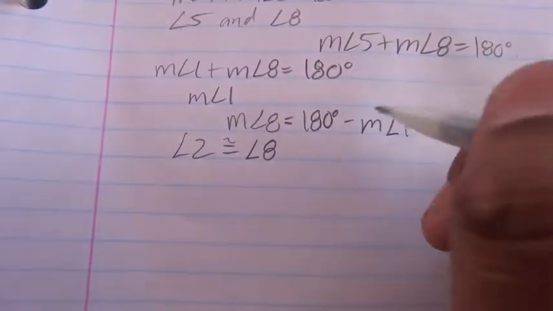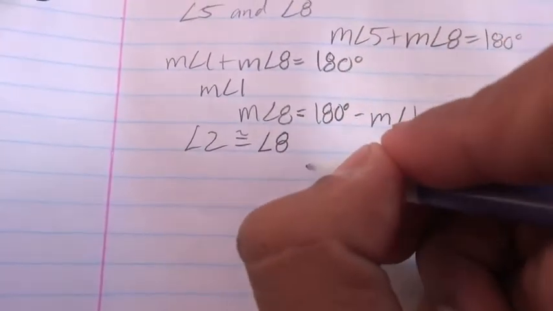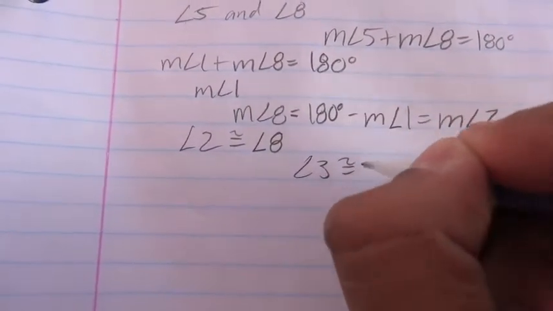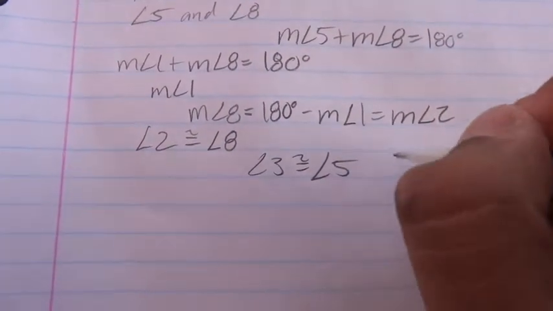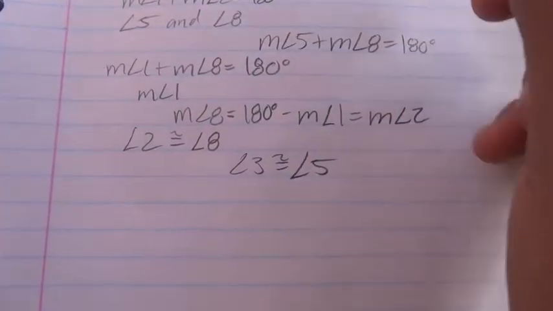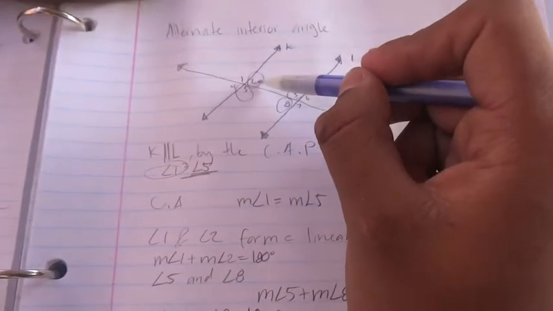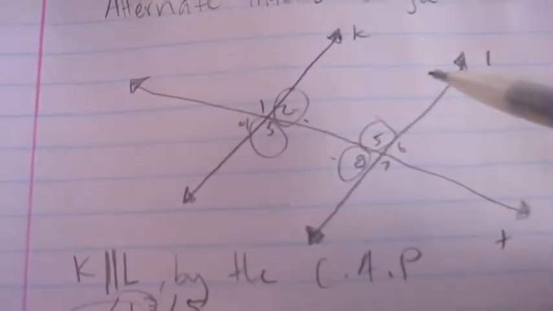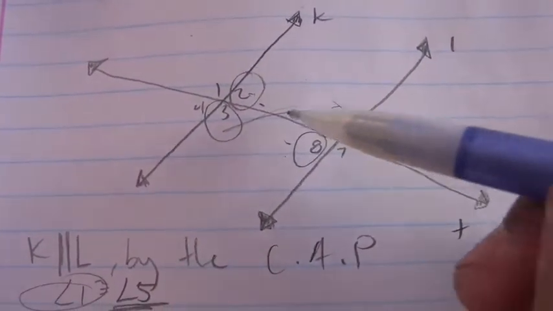So you can now prove that angle 3 is congruent to angle 5 using this same method. So yeah, you could prove that these two are going to be congruent and these two will be congruent.